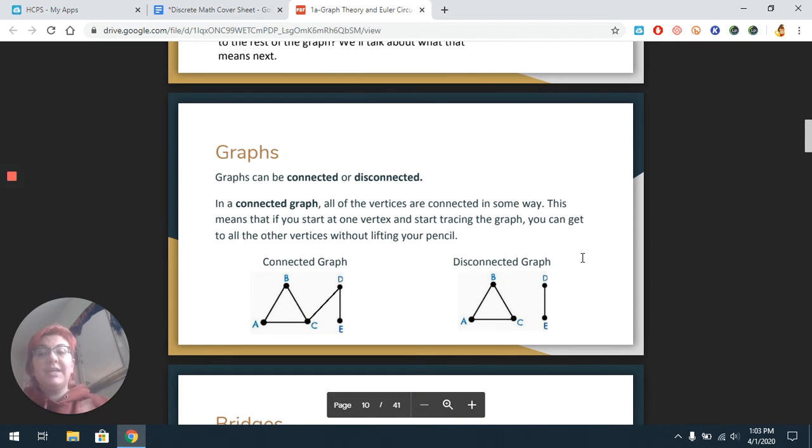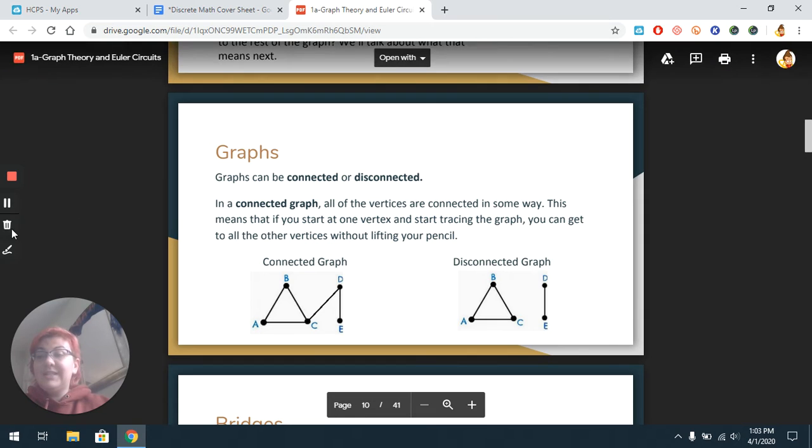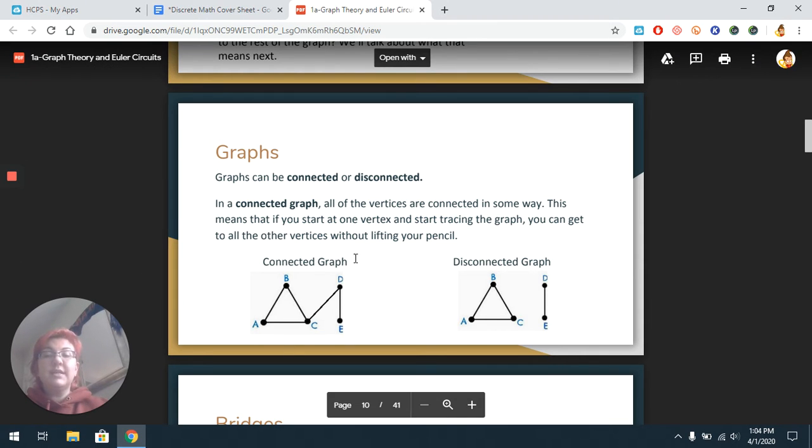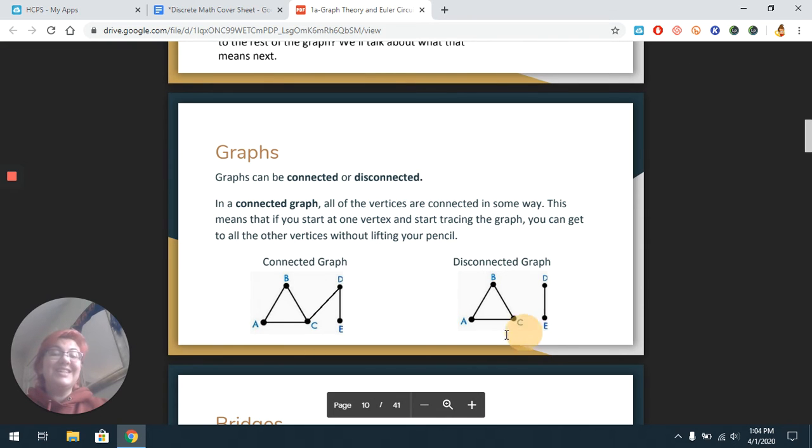So a graph can either be connected or disconnected. In a connected graph, all vertices are connected in some way, meaning that I can start at any one vertex and make a path that goes through every other vertex. I can do that here in this connected graph. However, here, there's no way for me to get over to E or D because there's no edge connecting it to the rest of the graph. So this is a connected graph, but this is a disconnected graph.